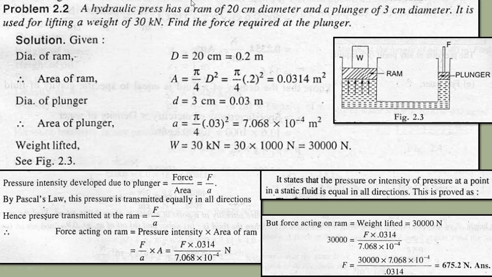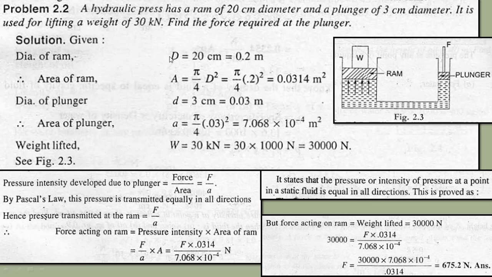So numericals on that, unit number 2. A hydraulic press has a ram of 20 cm diameter and a plunger of 3 cm diameter. It is used for lifting a weight of 30 kg. Find the force required at the plunger. So this is the plunger, this is the ram, this is the weight. You see this figure.